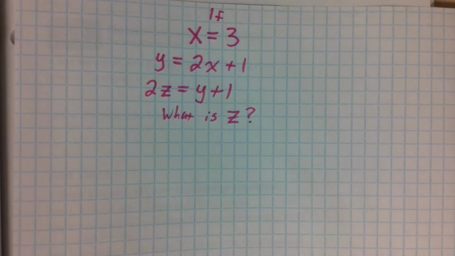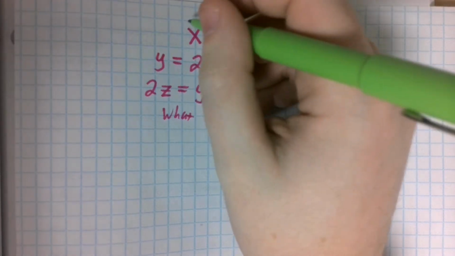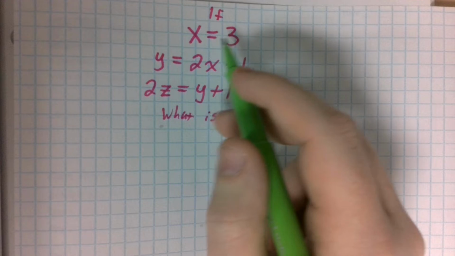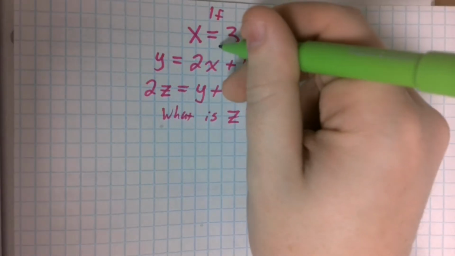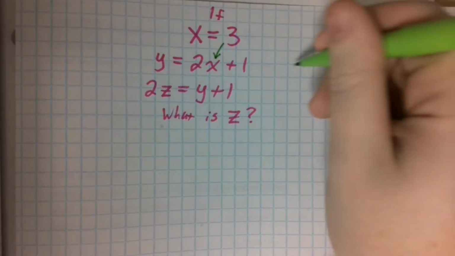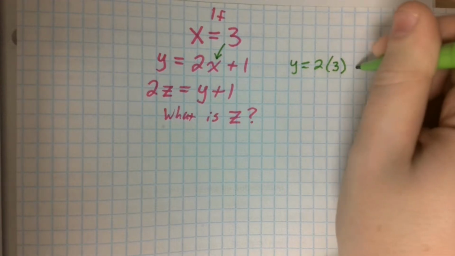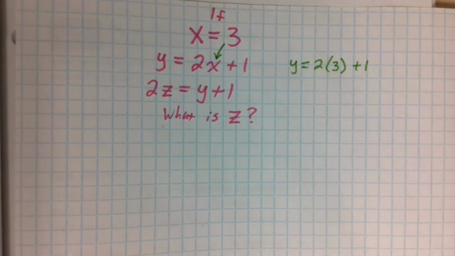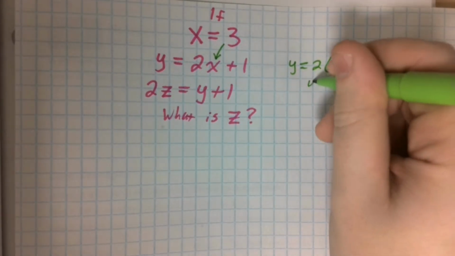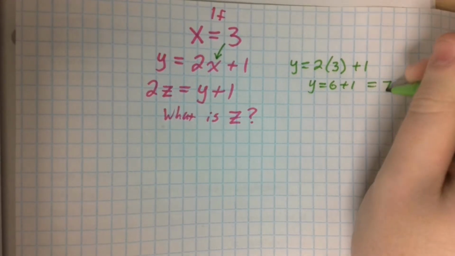If you solve this correctly, there may be other ways of doing it, but the only one that I can think of is taking x equals 3 and saying, hang on, if x equals 3, could I replace this x with 3? The answer is yes. We end up with y equals 2 times 3 plus 1. Well, 2 times 3 is 6. So this is y equals 6 plus 1. And 6 plus 1 is 7.